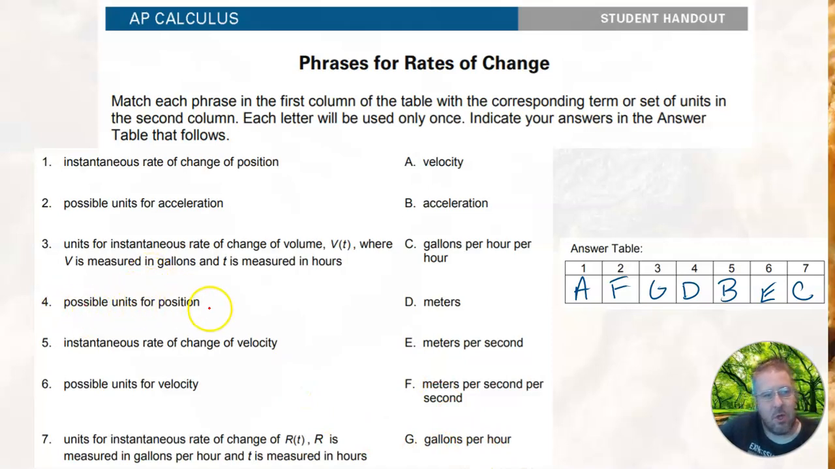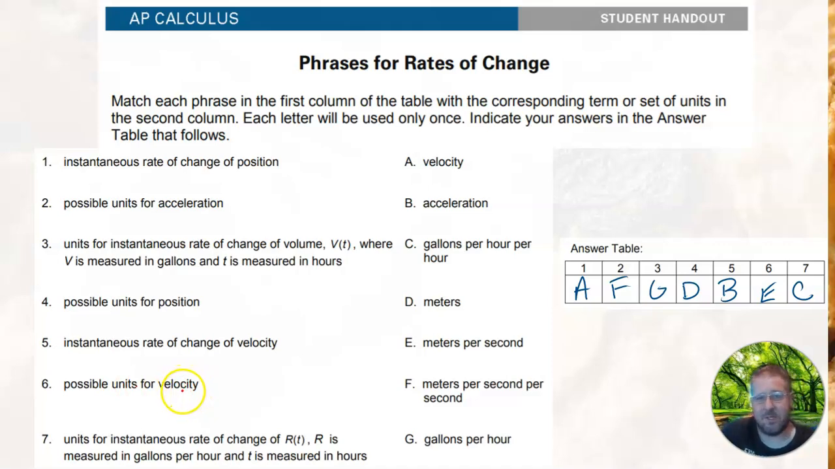Number 4, possible units for position. Remember, position is going to be just meters, or inches or miles or something like that. It's not going to be changed over time. It's just position. Number 5, instantaneous rate of change of velocity. I had to think about that for a second. The change of velocity would just be acceleration. So number 5, let's see. Yeah, B. Perfect.